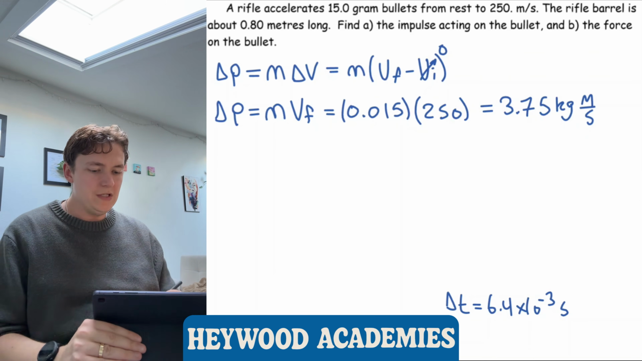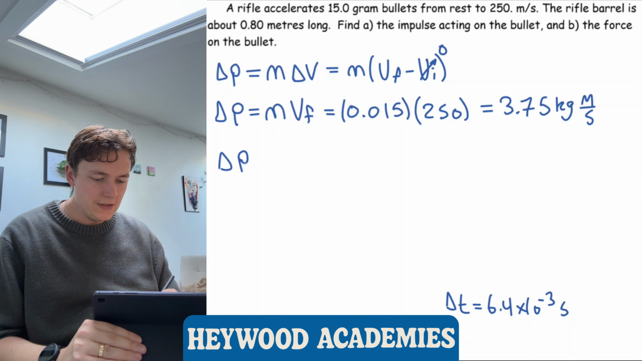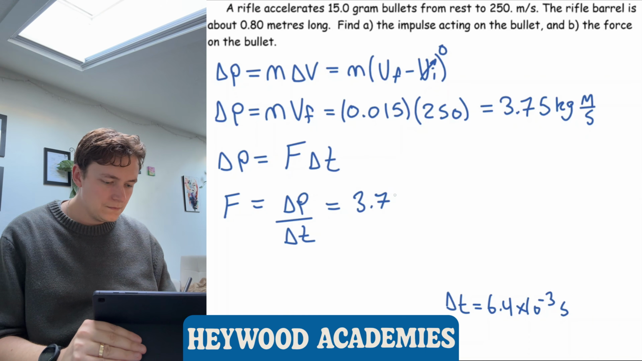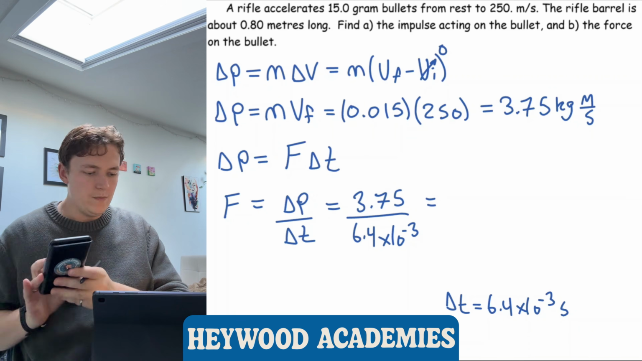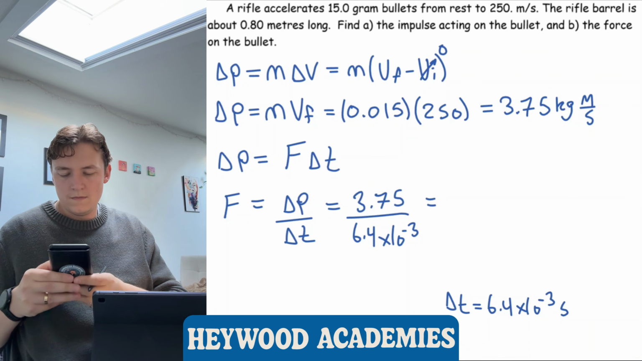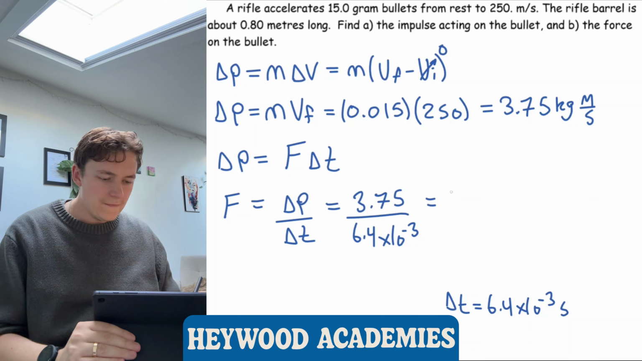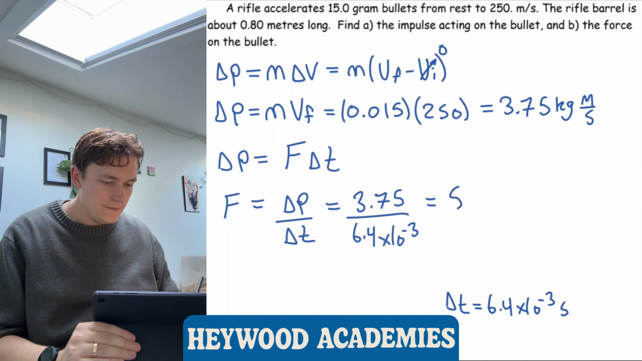Okay, last step is we need to solve for the force, so we can use that using our change in momentum equation and the time that we just solved for. So that force is going to equal change in momentum over change in time. So we got 3.75 and 6.4 times 10 to the negative 3. So this is going to be a very big number. So we get 585.9.